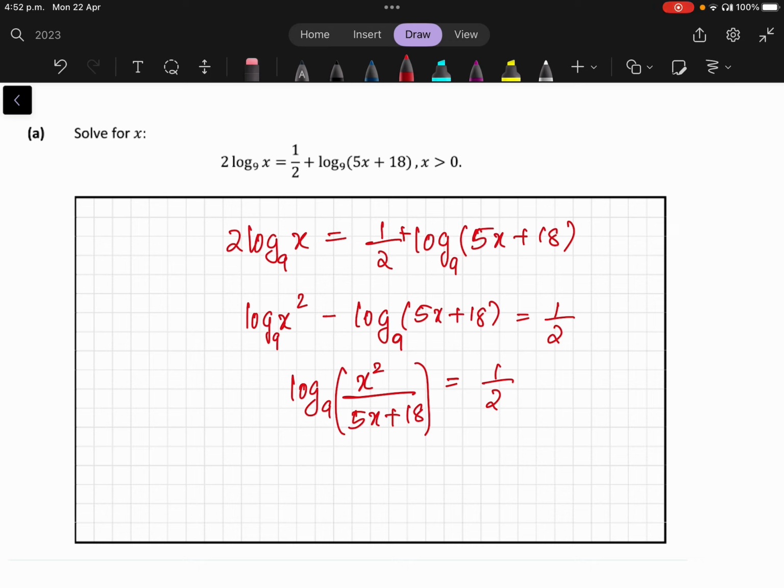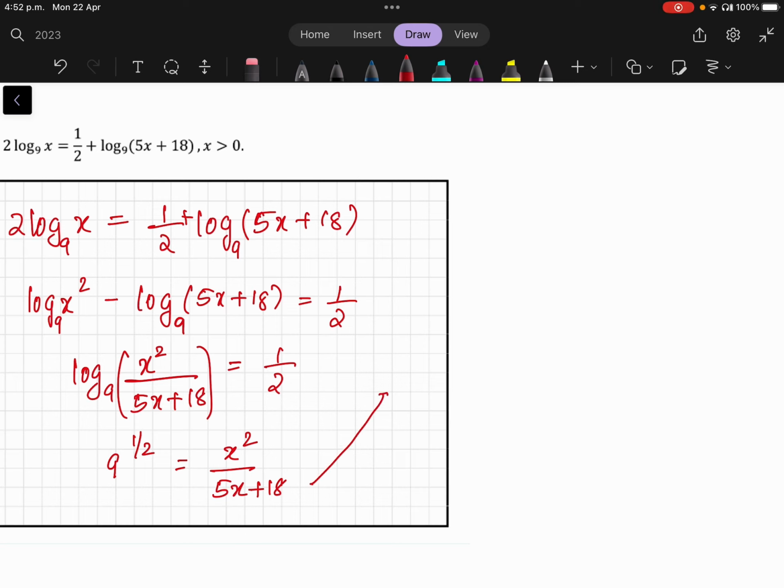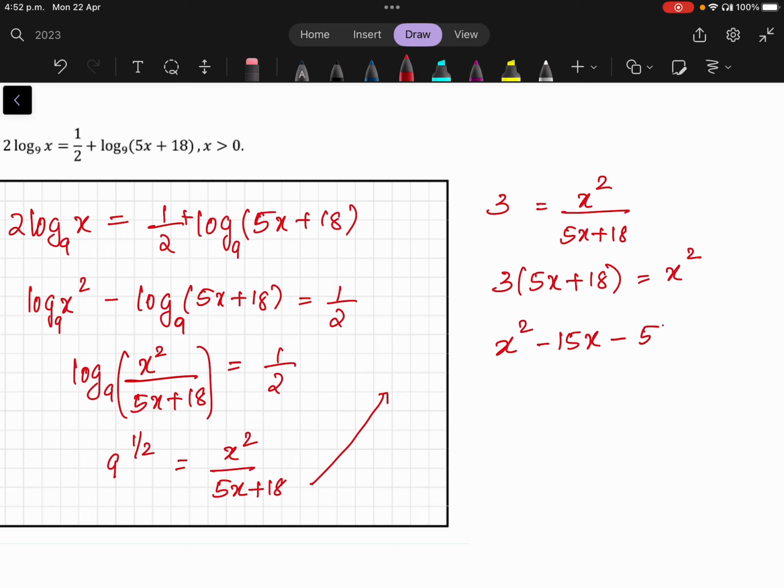Now when you have this, now is where this 9 comes into picture. So what you can write is like, if you have log something to the base 9 is equal to 1 over 2, I can write this as 9 to the power of 1 over 2 is equal to x square by 5x plus 18. Okay, now this is a normal equation. You can simplify this. 9 to the power of 1 over 2 is nothing but 3 is equal to x square by 5x plus 18, and 3 into 5x plus 18 is equal to x square, and then simplify this further, so you will get it as x square minus 15x minus 54 is equal to 0.